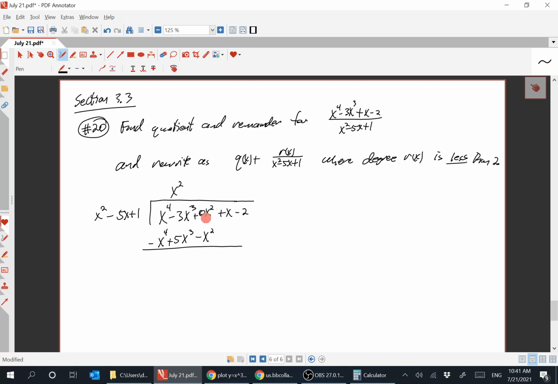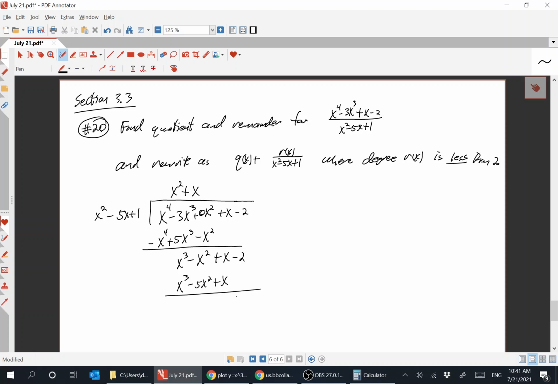And then I add, right? I negate it and then I add it, which amounts to subtracting. So minus 3x to the third plus 5x to the third, so that's x to the third, and then minus x squared, and then bring down the other terms. All right, so now what do I need to multiply x squared by to get x to the third? Well, just x. So that becomes x to the third minus 5x squared plus x.